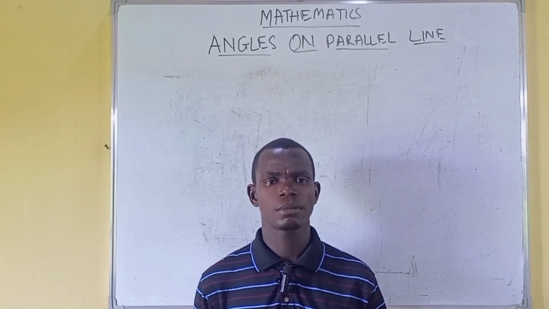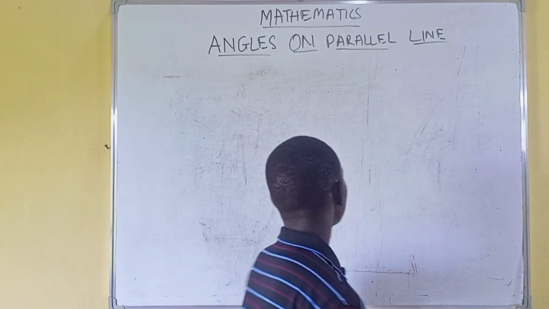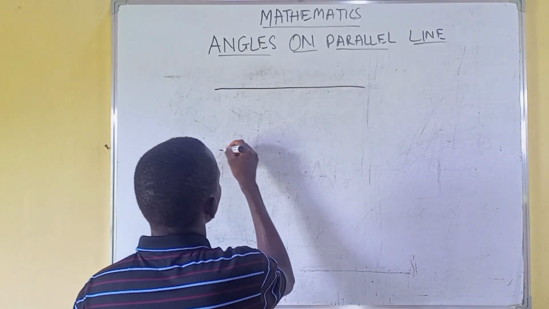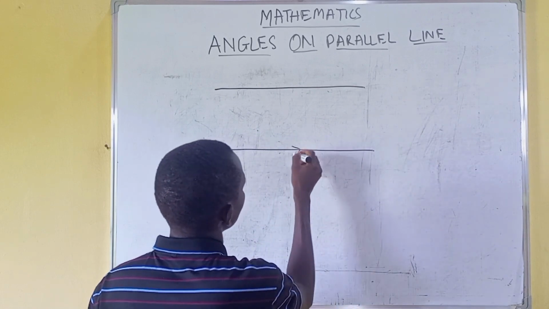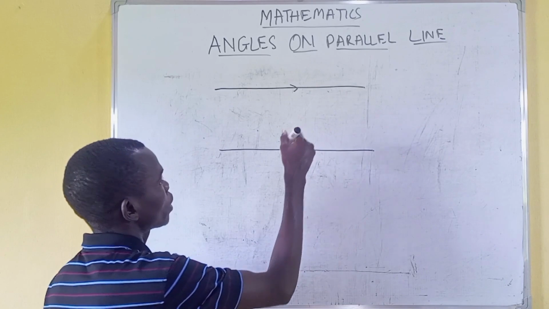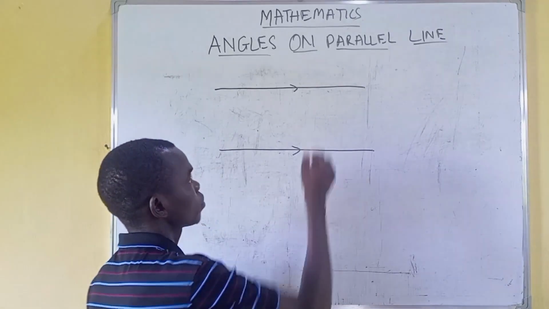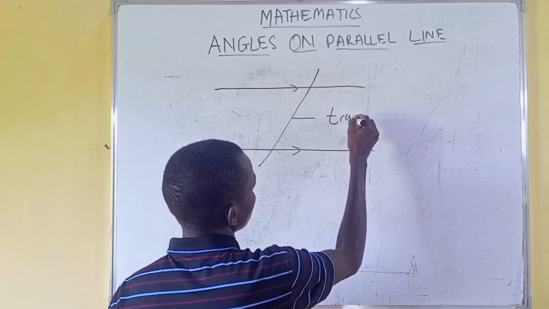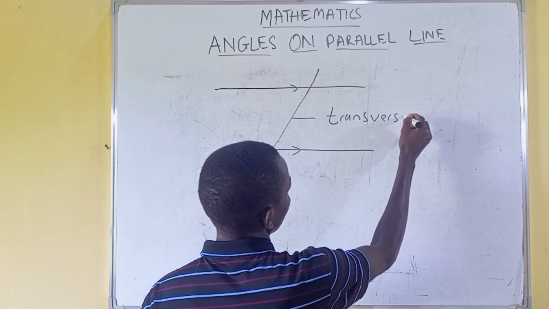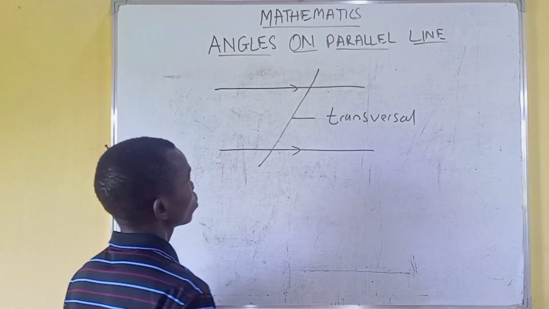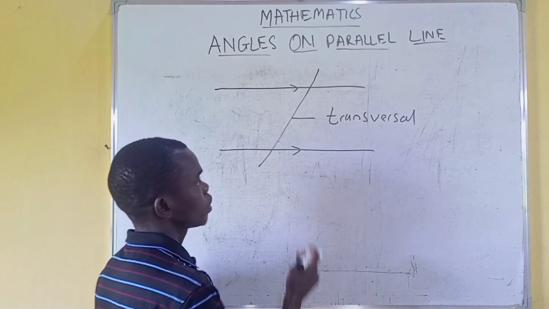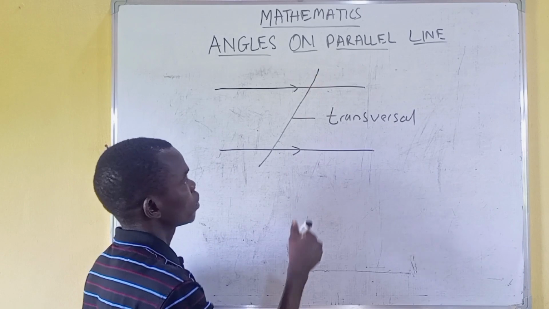Parallel lines are represented by arrow notation to distinguish them from intersecting lines. If we are to represent these two parallel lines with an arrow notation and a third line coursing through them, which we call a transversal. So, for angles to be formed on a pair of parallel lines, there must be a transversal cutting across them.